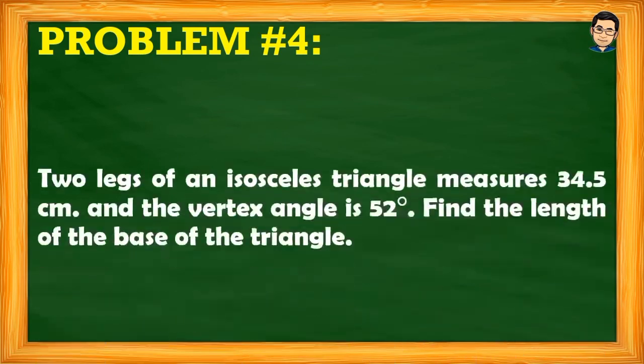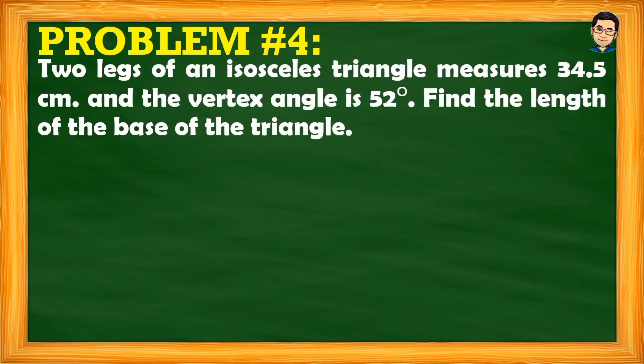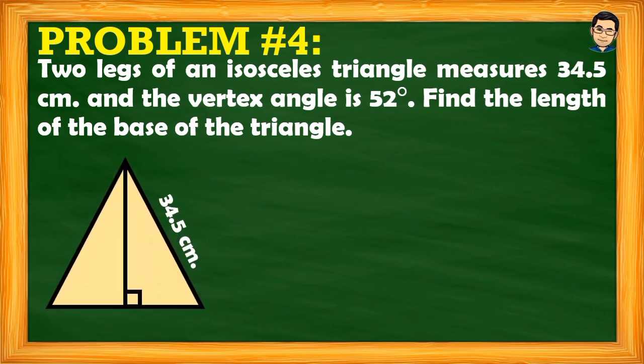So, next problem. Two legs of an isosceles triangle measure 34.5 centimeters and the vertex angle is 52 degrees. Find the length of the base of the triangle. So, yan po yung ating illustration for isosceles triangle. Kapag sinabi nating isosceles triangle, this is a triangle wherein two legs are congruent. So, yung legs natin, imamark lang natin sila. Ayan, para makikita nyo. Ibig sabihin, kung 34.5 centimeters ang sukat ng isang leg, yung kabilang leg, ganun din po ang sukat. And then, yung base ng triangle, ito siya.